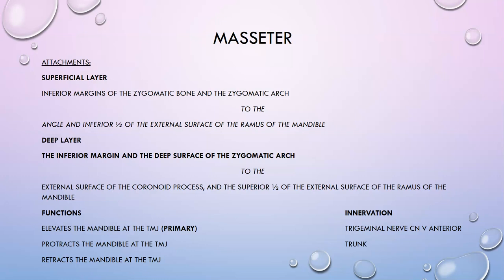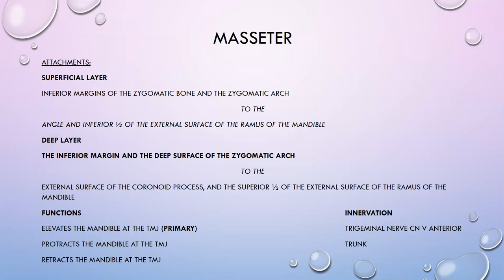Its deep layer is from the inferior margin and the deep surface of the zygomatic arch to the external surface of the coronoid process and the superior 1/2 of the external surface of the ramus of the mandible. So you can see that generally its distal attachment is slightly different, but not so much. So we see superior 1/2 of the external surface of the ramus for the deep layer, and the angle is a little more involved in the superficial.